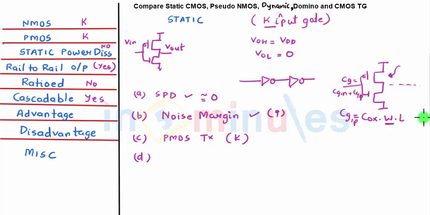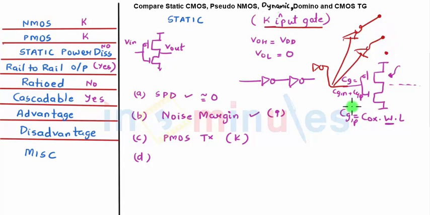And CG of PMOS is COXWL. So what's going to happen is, as the K inputs keep on increasing, the number of PMOSs keeps on increasing, and suppose there is another gate or another transistor driving this gate, it has to drive that many CGs of my PMOS transistors. In simple words, if it's a 3-input AND, it will have 3 PMOSs and 3 CGs for their respective PMOSs and 3 CGs for their respective NMOSs.